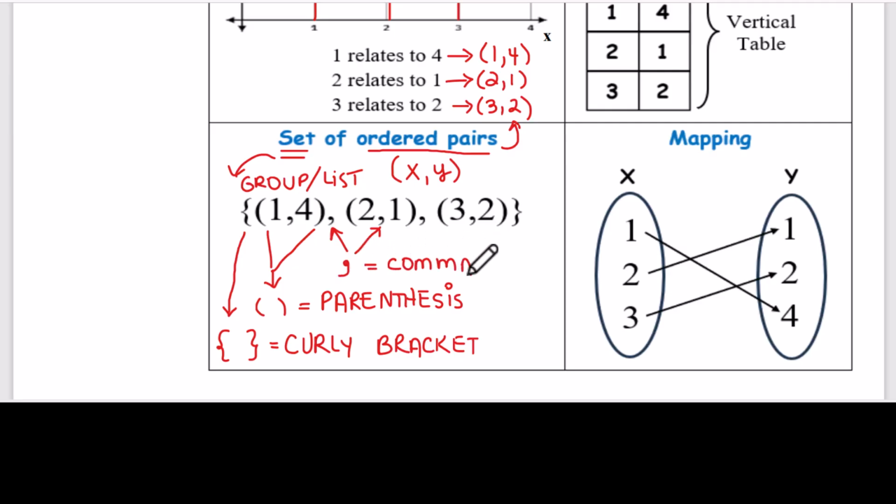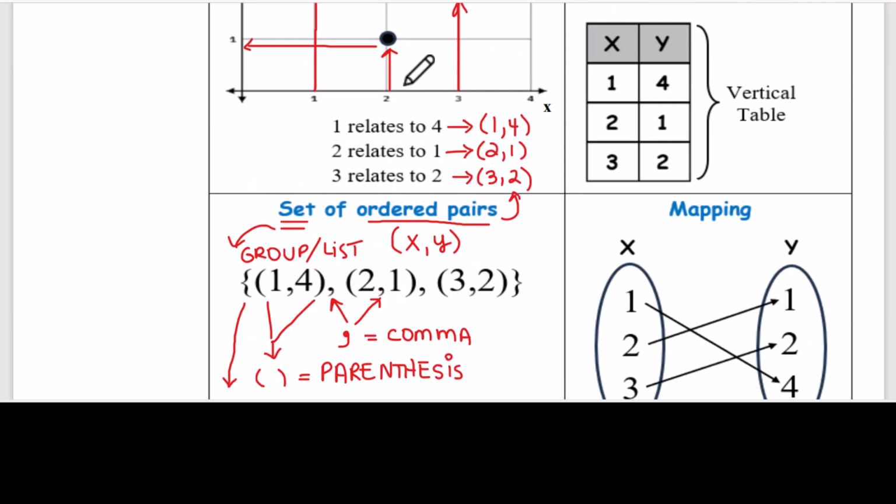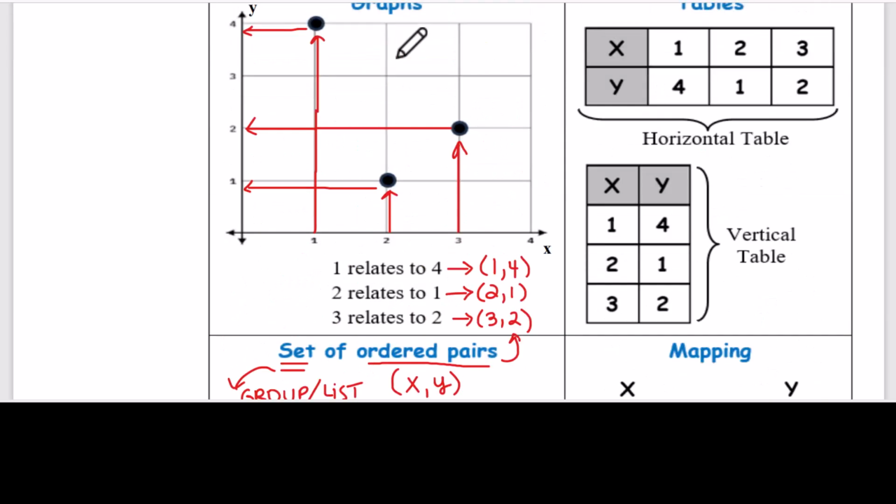So in order to write a set of ordered pairs properly, or in other words, the right way, you open the curly bracket and represent the ordered pairs inside parentheses. And you separate each set of parentheses with commas. And then you end by closing the curly bracket. So this is showing the same thing as the graph.